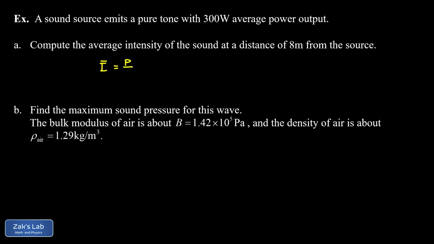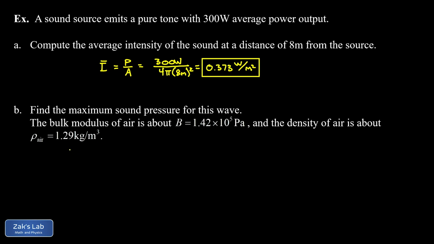So to get the average intensity, we're just taking that total power and spreading it over the given amount of area. So just to go back to fundamentals here, it's power divided by area. The total power output of this wave is 300 watts. And at a distance of 8 meters, that's spread over the surface of a sphere with a radius of 8 meters. So that's 4 pi times that radius, 8 meters, all squared. And when I run the numbers on this to 3 significant digits, I get 0.373 watts per square meter.